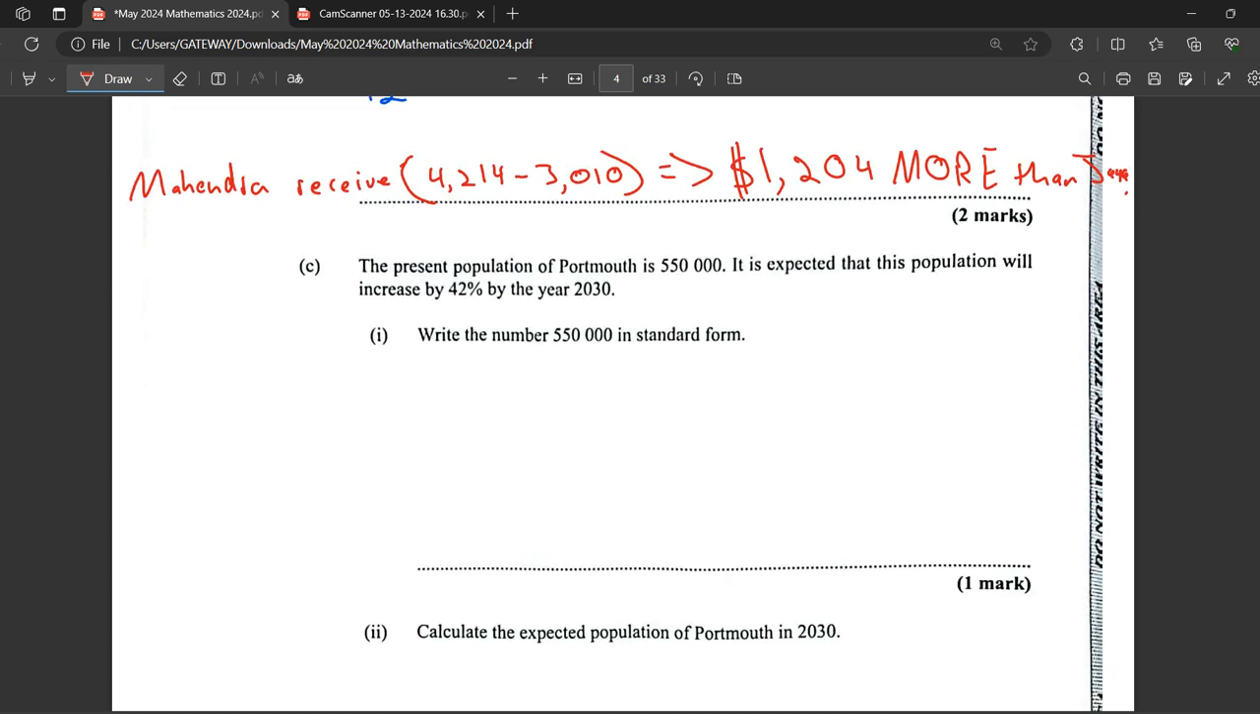So the answer is $1,204, right? More than Jaya. That is how much you receive.